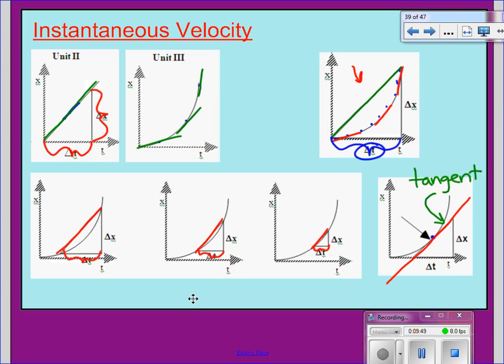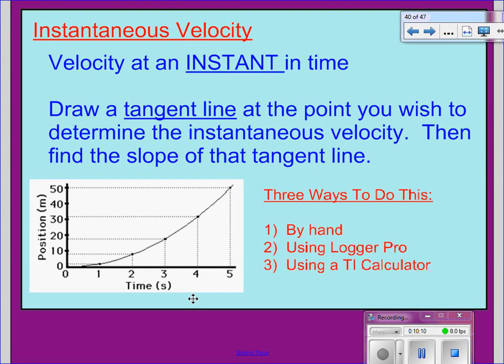Once you have that tangent line, you can now take the slope of that tangent line. And remember, the slope of a position versus time graph tells you velocity. And so, we can figure out how to take the instantaneous velocity of an object that's speeding up by taking its tangent line. So let's review.